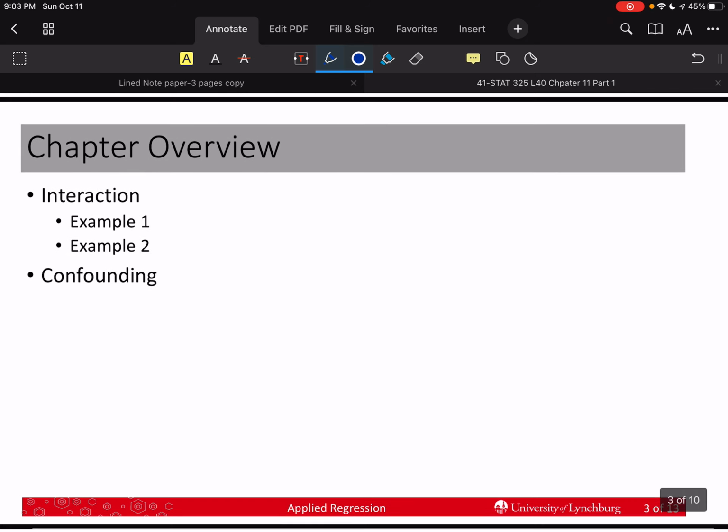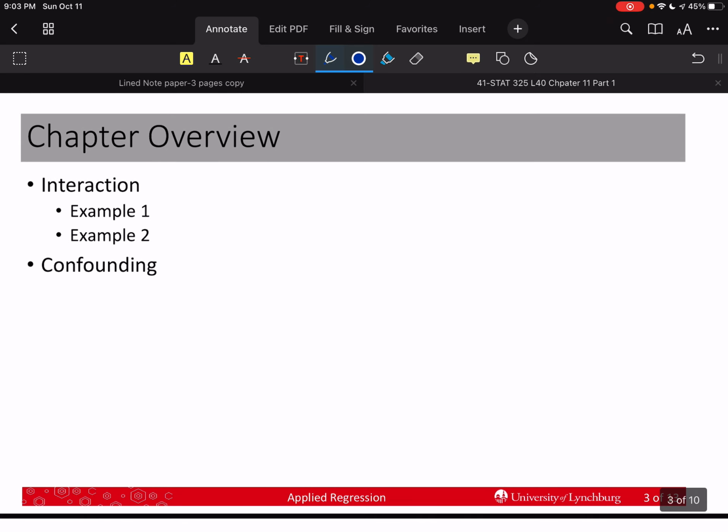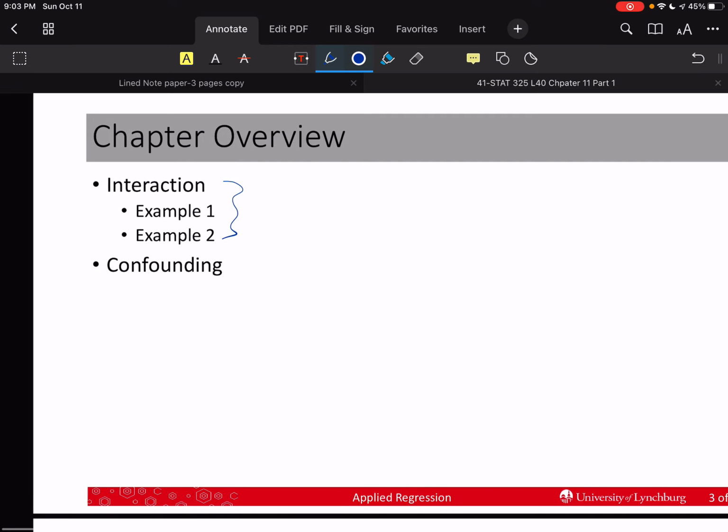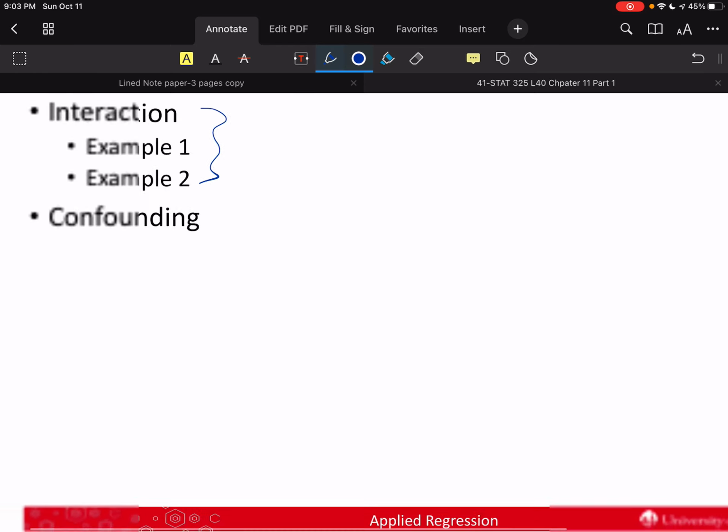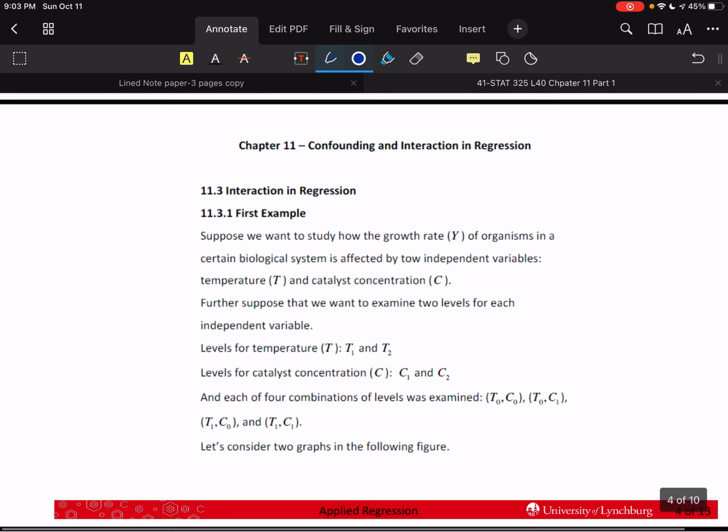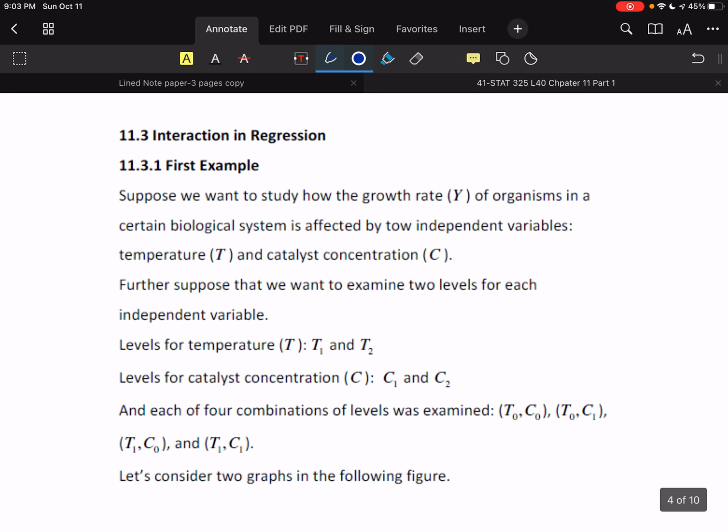All right. So in this video, we're going to talk about interaction. We're going to talk about 2 examples. One is going to be a generic example, and the other is going to be using actual data. So, what is interaction?